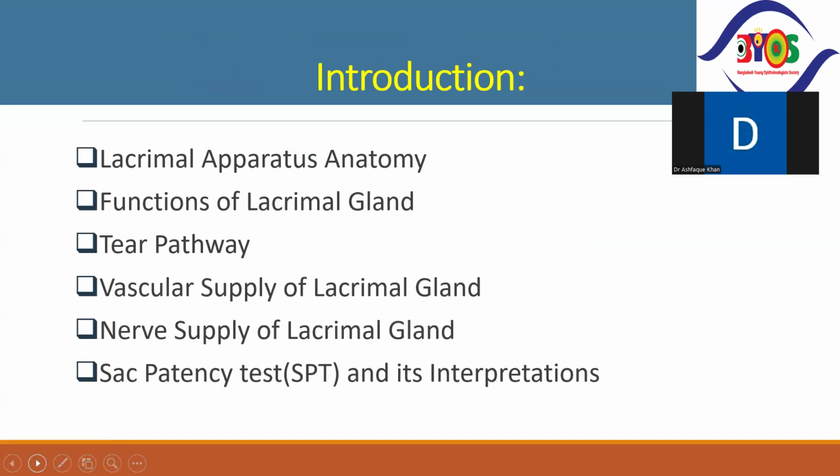Before jumping into the Sac patency test, we need to go through the lacrimal apparatus anatomy, the function of the lacrimal gland, tear pathway, vascular supply, and nerve supply of the lacrimal gland. Then comes the Sac patency test and its interpretation.